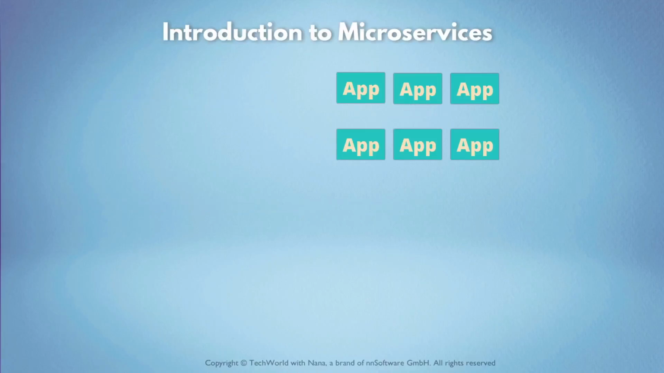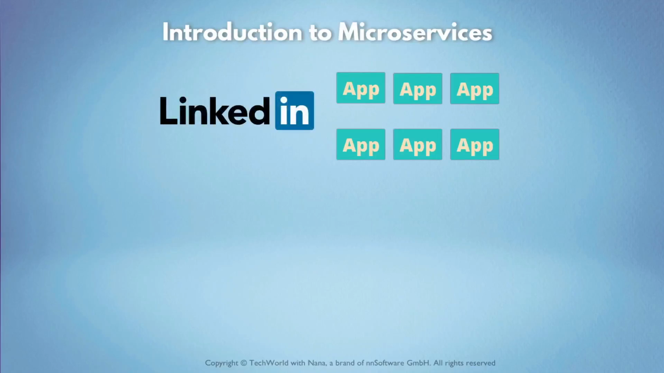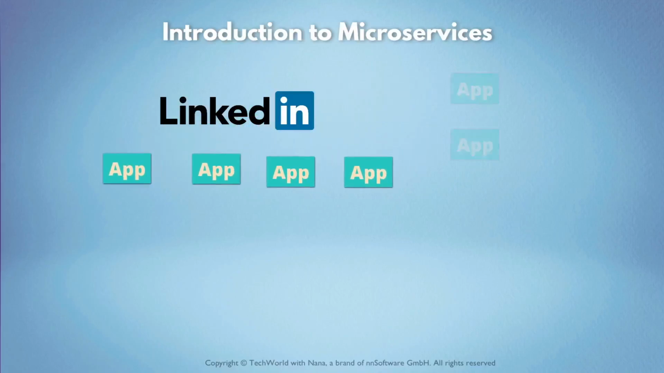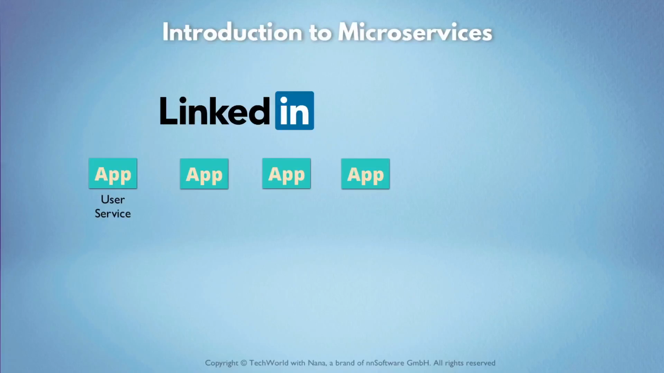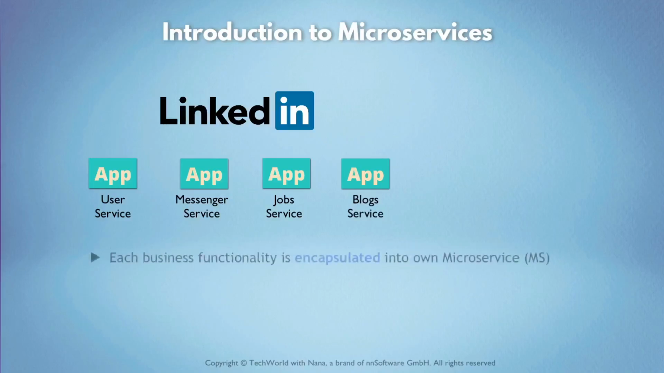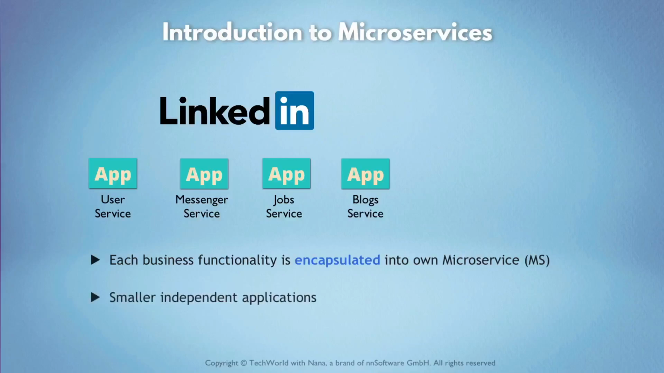For example, if we consider big complex applications like LinkedIn, you may have one microservice for user account, another microservice that has all the logic for the messenger, another one for job listings, yet another one for blogs, etc. So usually each business functionality is encapsulated into its own microservice. So you have smaller applications instead of one giant application that developers manage.